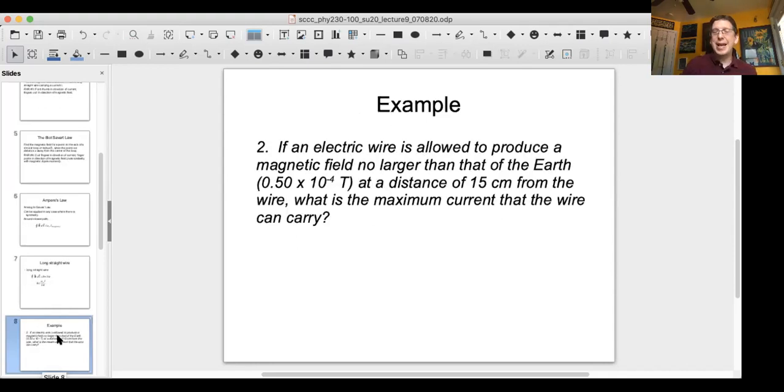So let's do an example. If an electric wire is allowed to produce a magnetic field no larger than that of the Earth at a distance of 15 centimeters from the wire, what is the maximum current that the wire can carry? So we're given a value of B, and we're given the distance, and we know what mu naught is. So what is I? So let's go to the whiteboard.